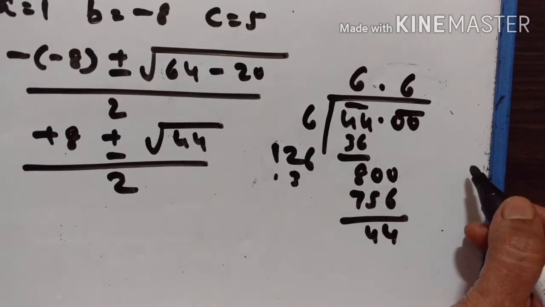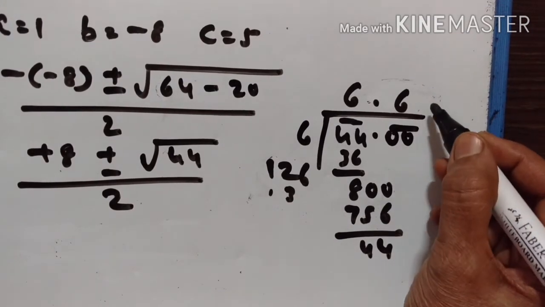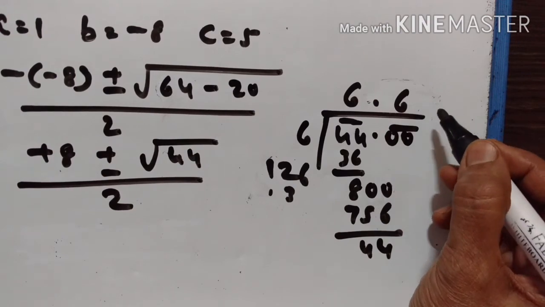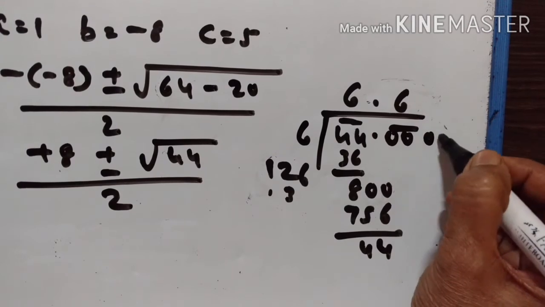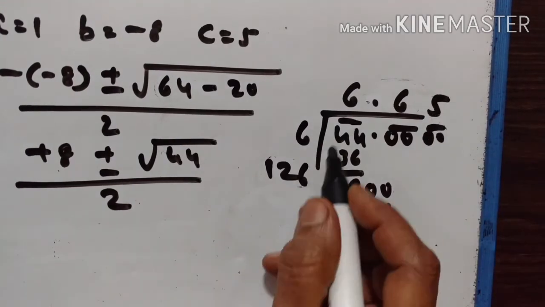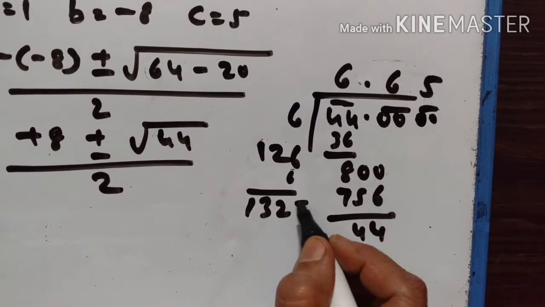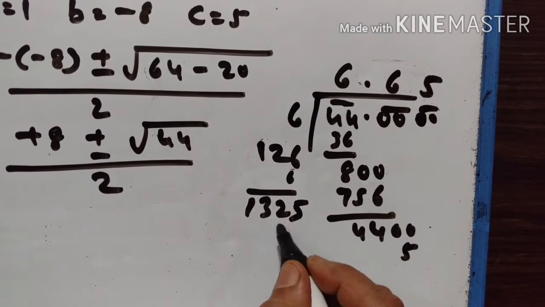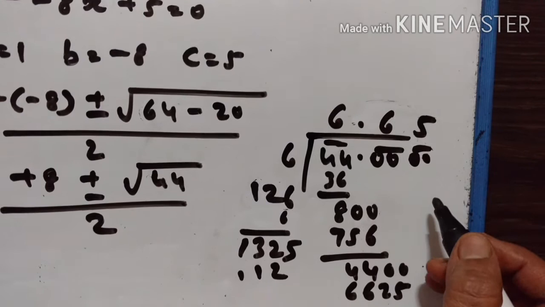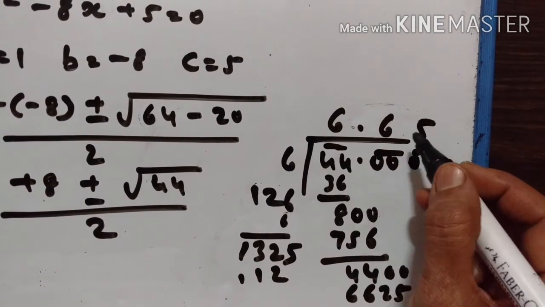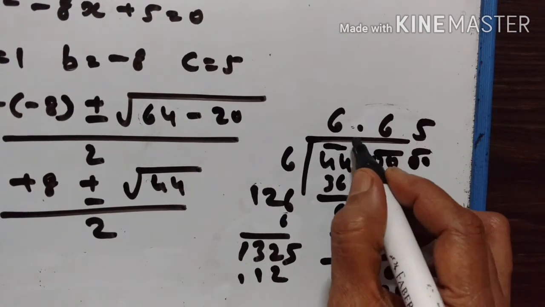Now we have to find the answer correct to one decimal place. Let us see whether the next number is 5 or more than 5, or it is less than 5. Let us take 5. 126 plus 6 is equal to 132. Let us try for 5 now. 5 5s are. So this should be less than 5. So this cannot be increased by 1. So the square root of 44 is equal to 6.6.